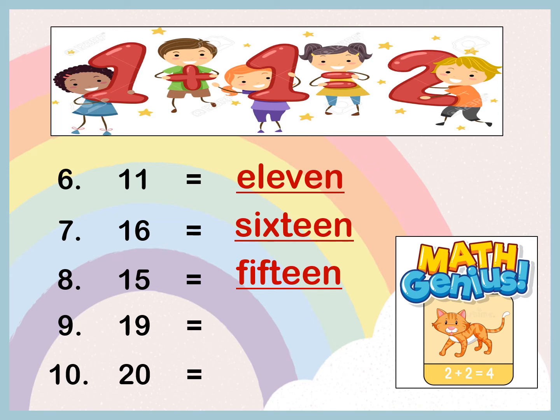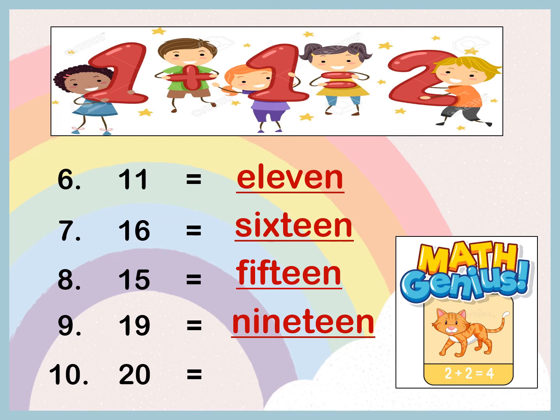Alright, next is 19. How do we spell 19? Now, look at the slide and double check if your answer is correct or not. If it's correct, that's great. If it's wrong, you can do it. Try to change your answer. And try to learn every day. As you learn every day, then you can spell and count perfectly. So this is how you spell 19.